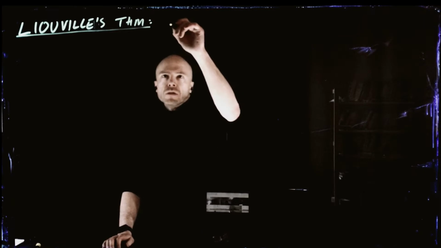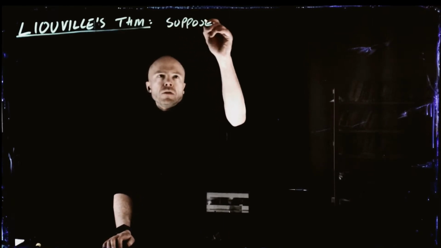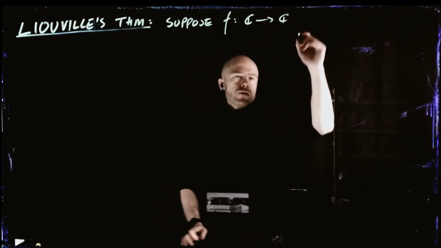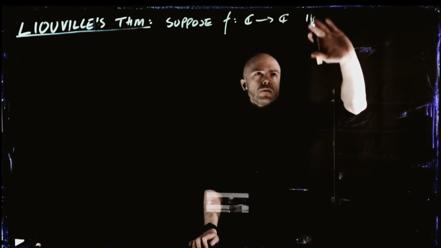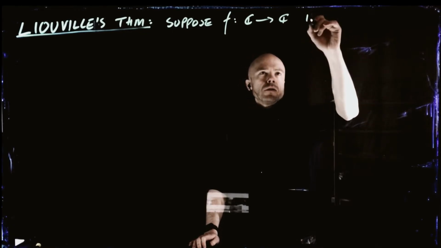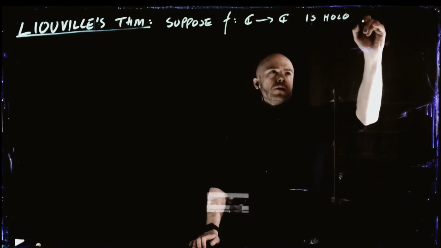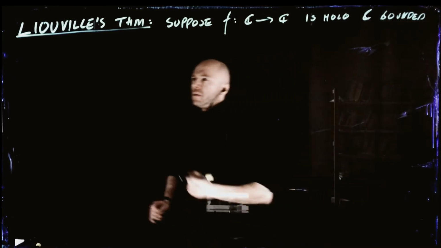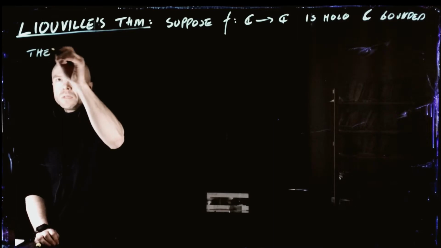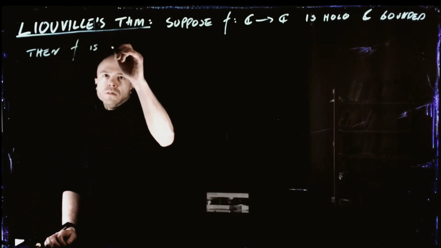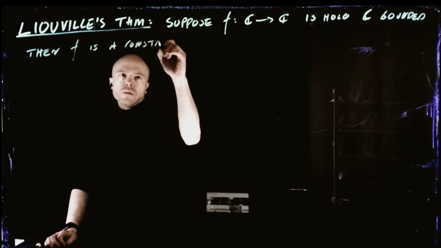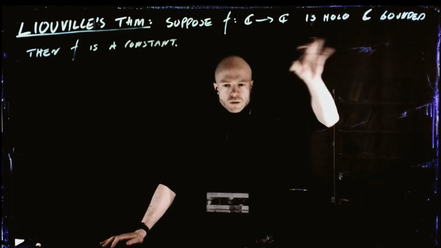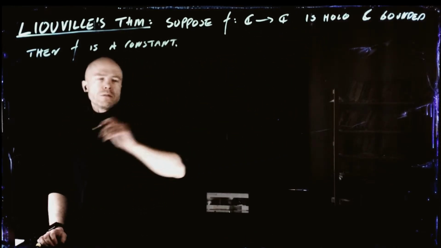So what's this? Suppose f from the complex plane to the complex plane is holomorphic and bounded. Then f is a constant. Functions that are holomorphic on the entire complex plane are called entire functions, and we'll talk about those later.